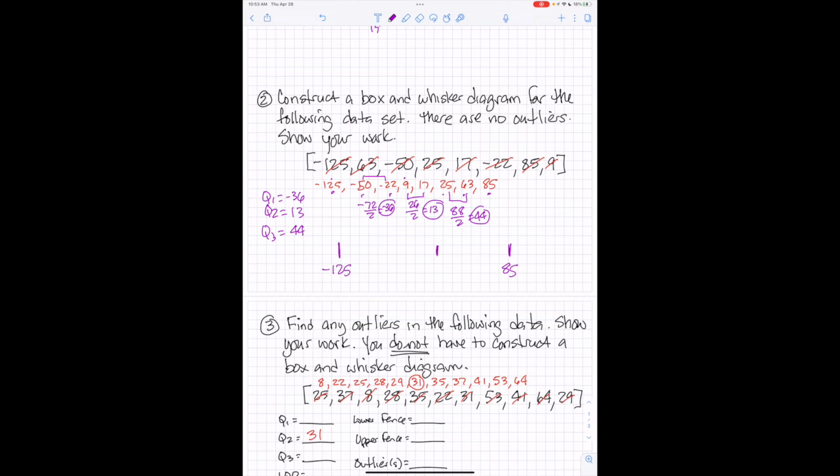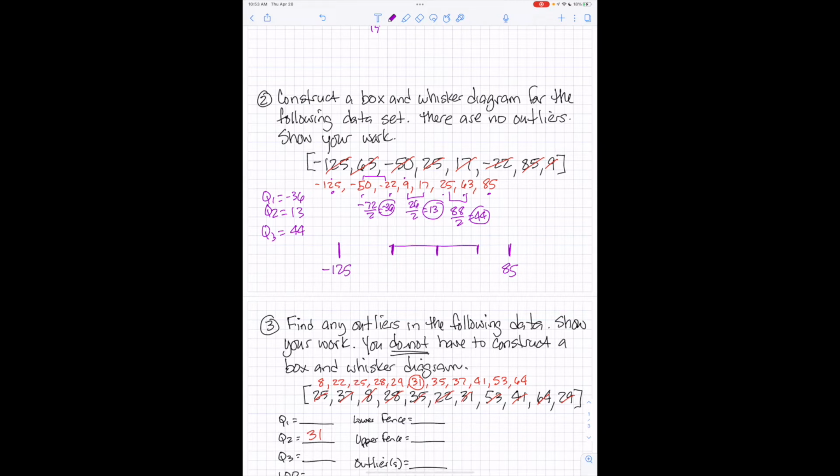And then Q1 is -36. So that's kind of closer to 13. So I'm going to put it right about here. And Q3 is 44, which is about halfway between 13 and 85, actually a little more than halfway. So it's about right there.